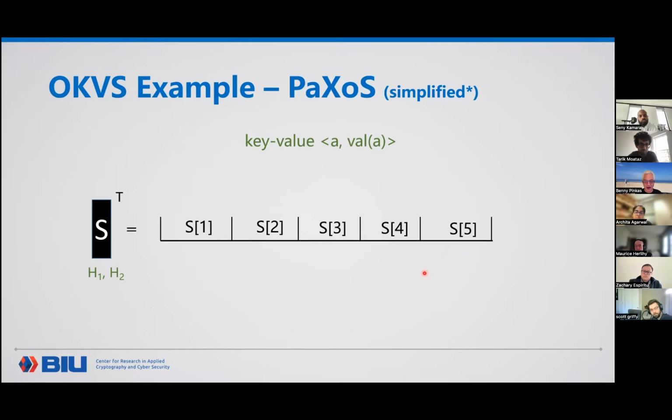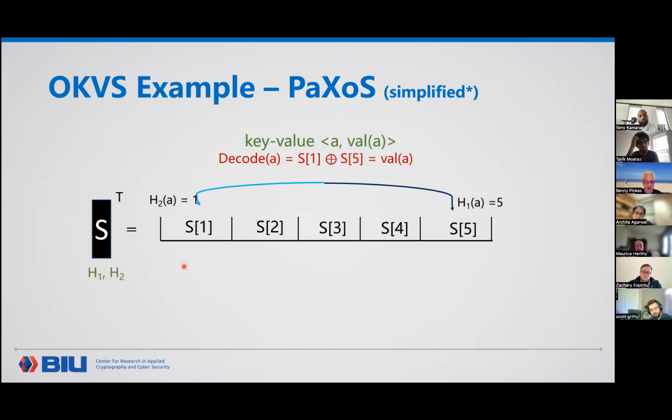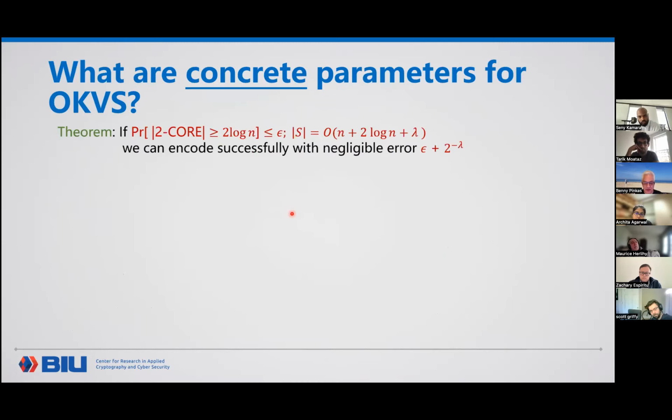So each key is mapped to 2 locations, okay? And the decode just takes the 2 locations and XORs them. And we can encode using peeling in linear time. So that's great, the encoding time here is great. The size of cuckoo hashing, you need the table size to be 2 times n. So it's more than n, it's 2 times n, not n plus something, but that's also not bad.